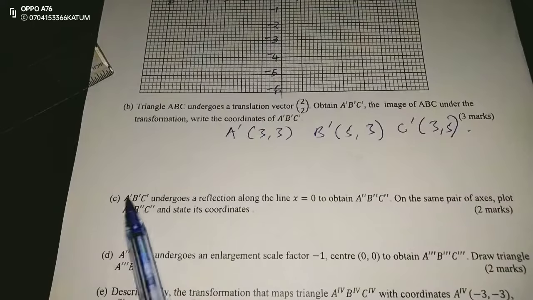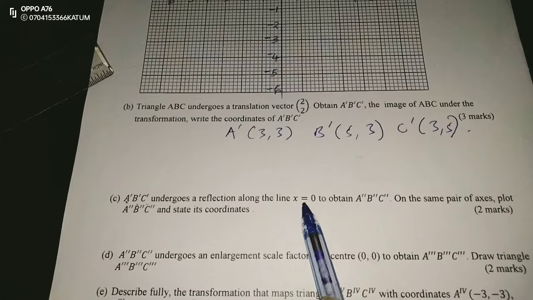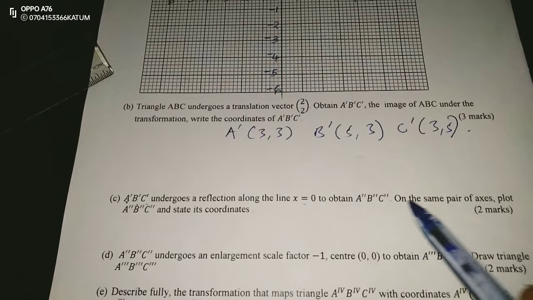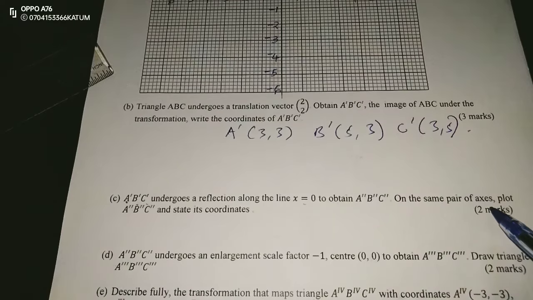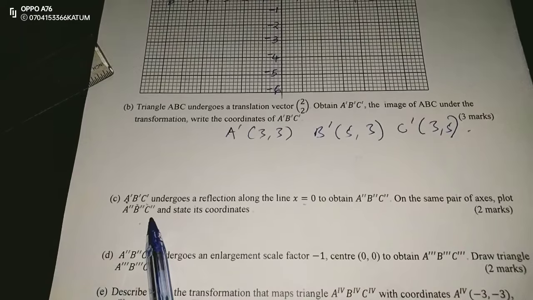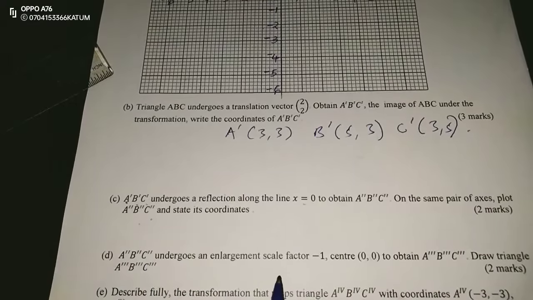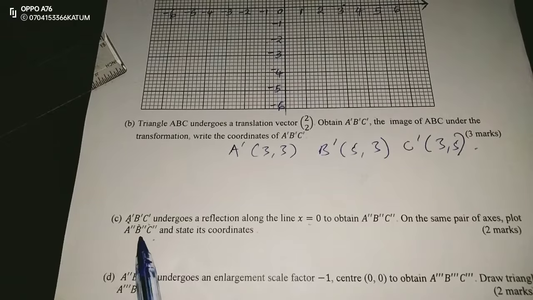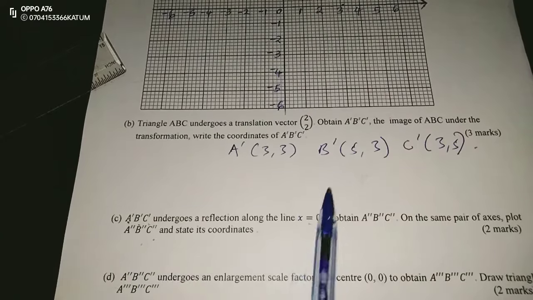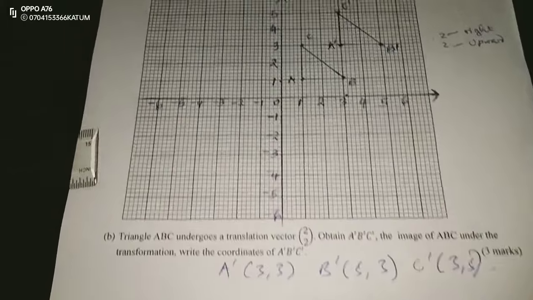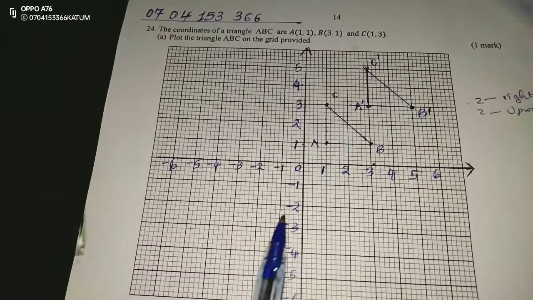Part C, A'B'C' undergoes a reflection in the line x equals 0 to obtain A'', B'', C''. On the same pair of axes, plot A''B''C'' and state its coordinates. Therefore, we're now going to plot A''B''C'' after reflection in the line x equals 0. So the line x equals 0.